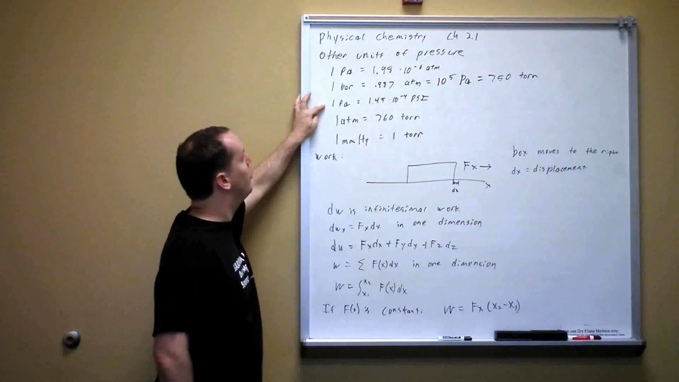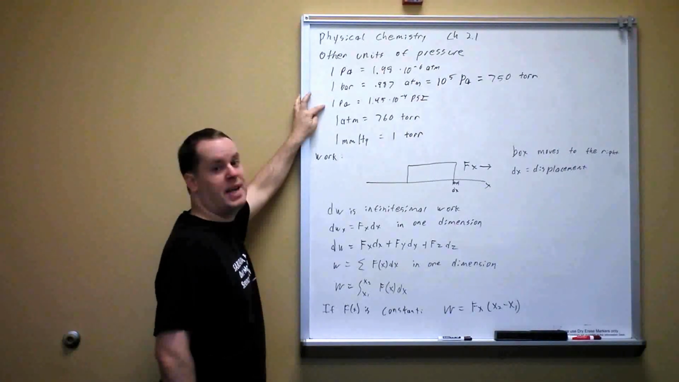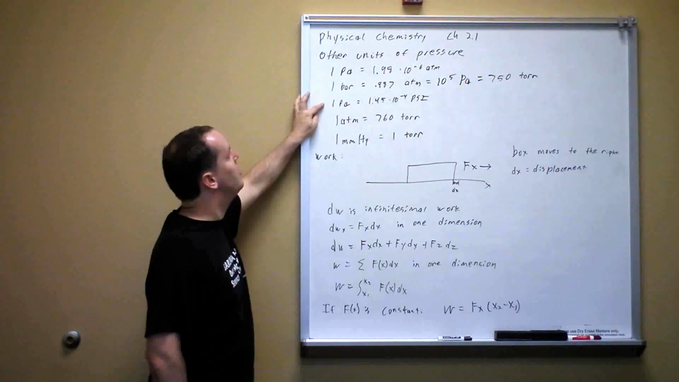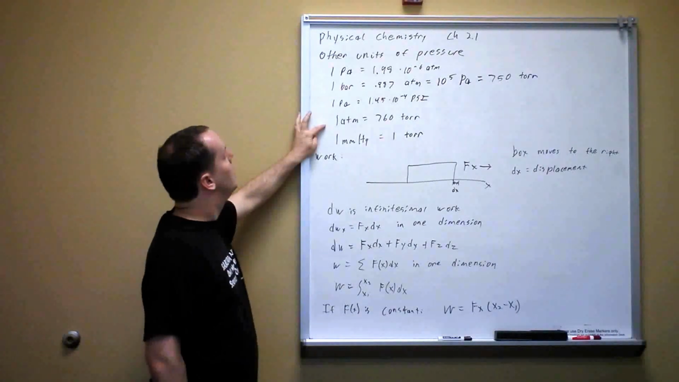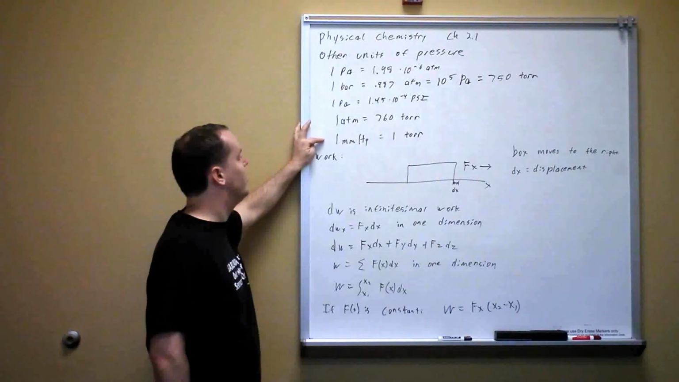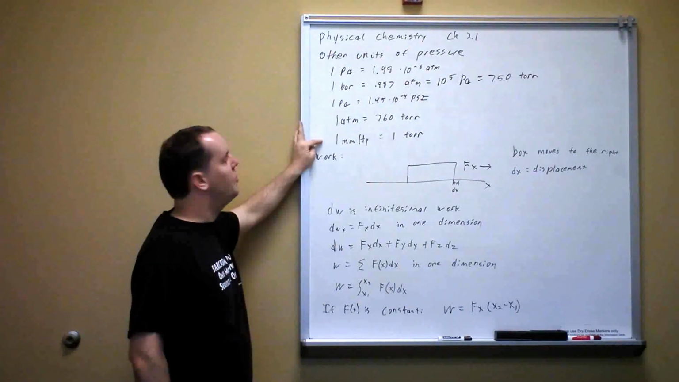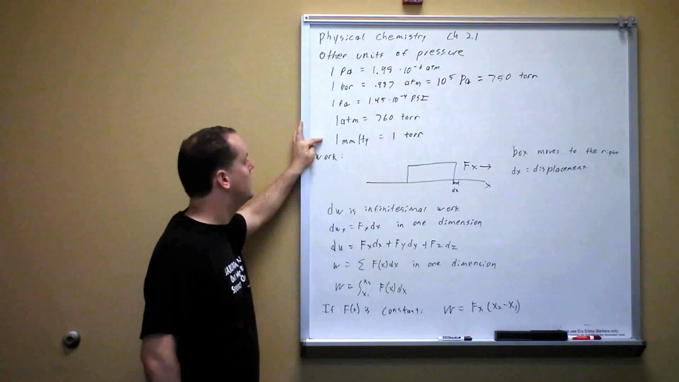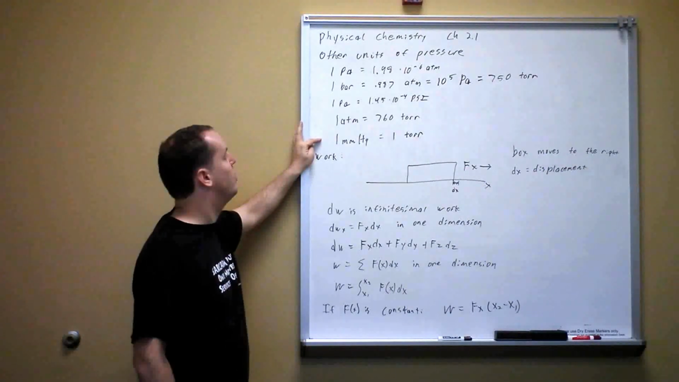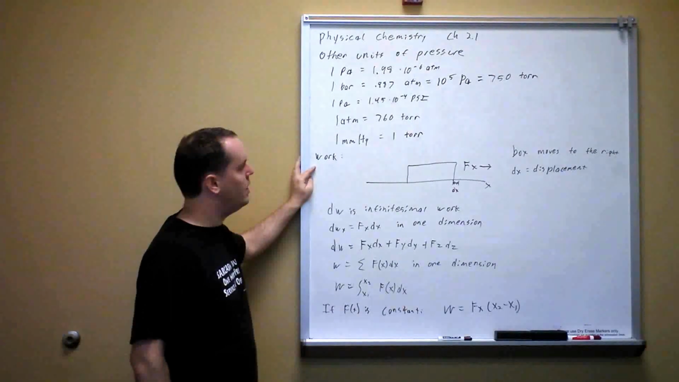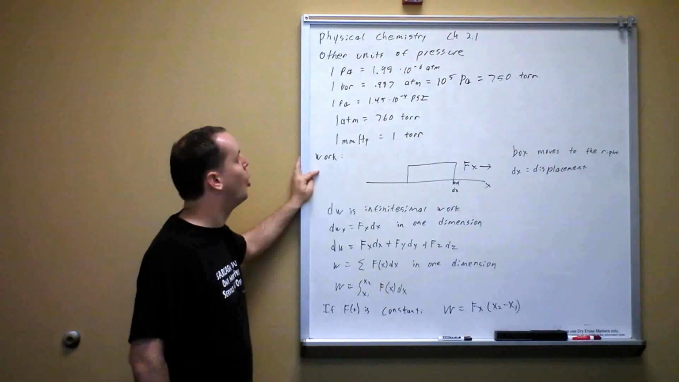Pascal is also equal to 1.45 times 10 to the minus 4 psi. Psi is pounds per square inch. If you live in the United States, you're probably familiar with that one. 1 ATM is also equal to 760 torrs. Also, 1 millimeter of mercury is defined as 1 torr, because in the olden days they measured pressure with mercury barometers. Now we're going to switch gears and talk about work.